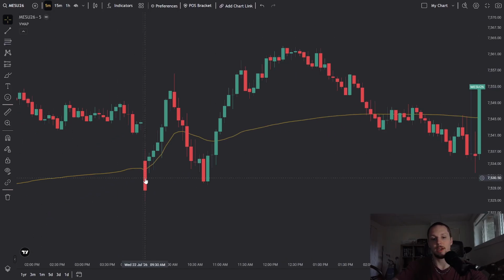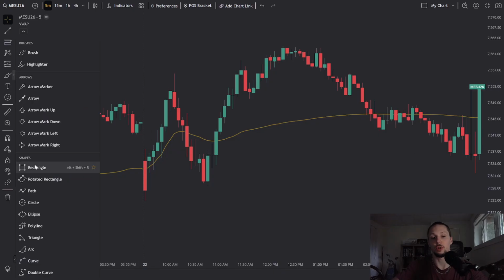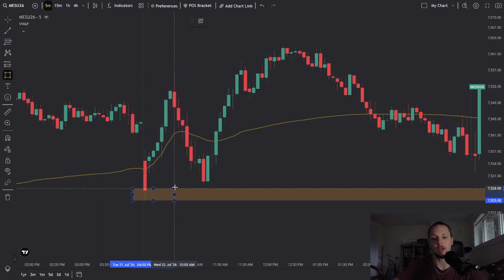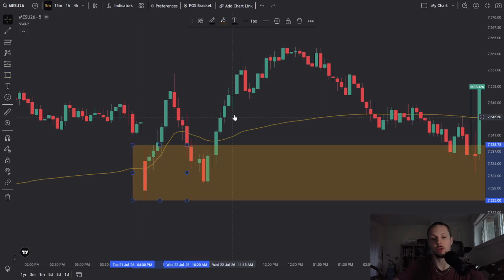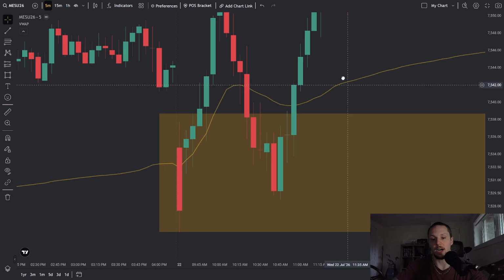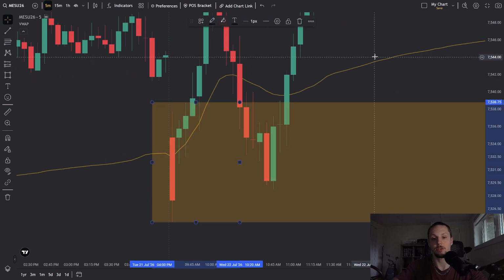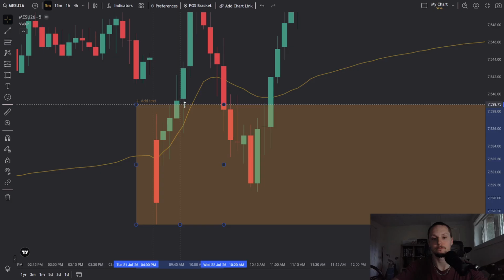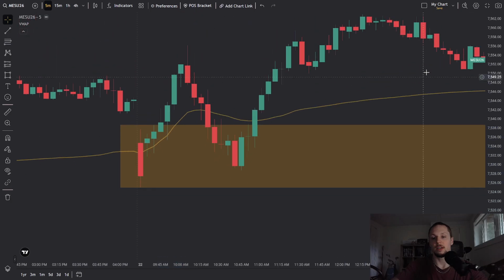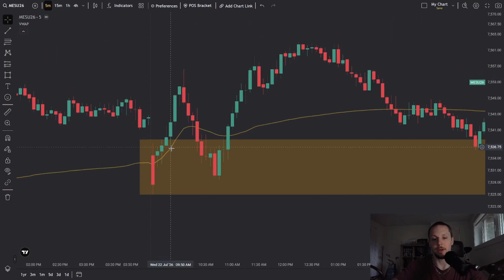I start off the day by letting the first 3 5-minute candles of the New York session print and close. Then I take my rectangle tool and I draw a box over them from the bottom of the lowest wick to the top of the highest wick of those 3 first 5-minute candles. This box we're going to call our opening range.